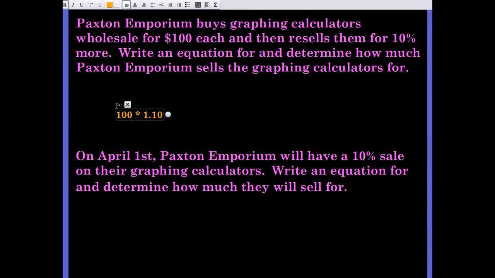But remember, I don't actually need that 0 there because it's at the end after a decimal, so I can just write it 1 and 1/10. And then if I actually want to write it out as I'm saying it, I would say 110%, or 1 and 1/10 of 100 is what?